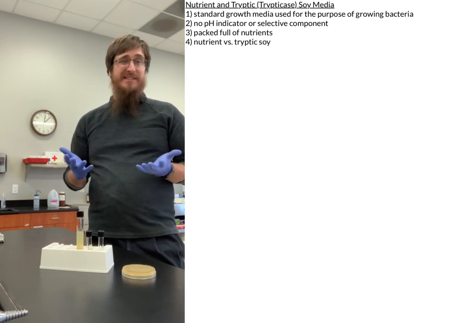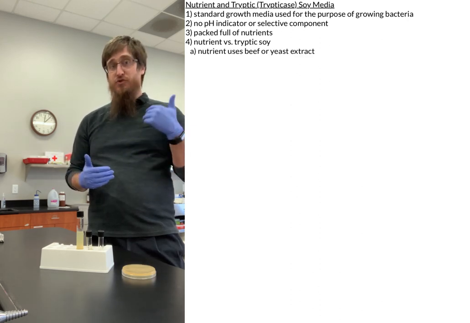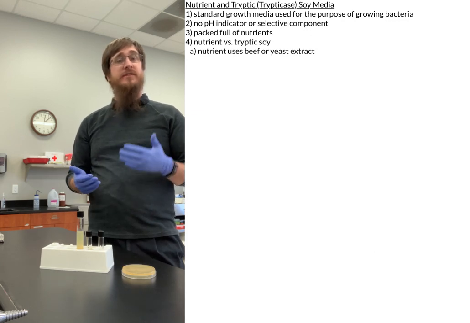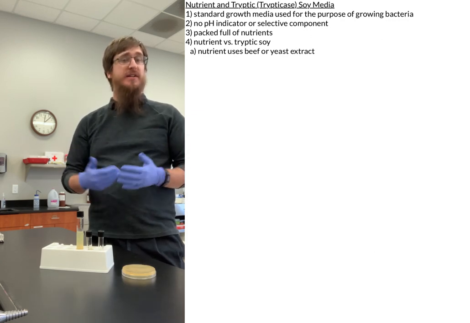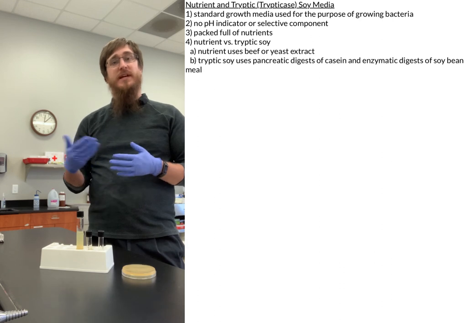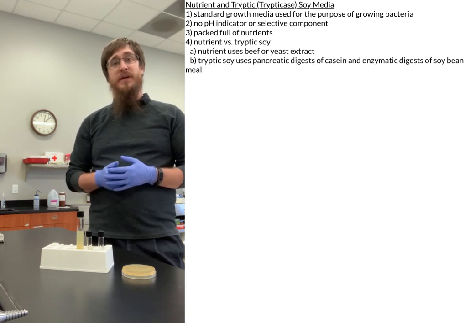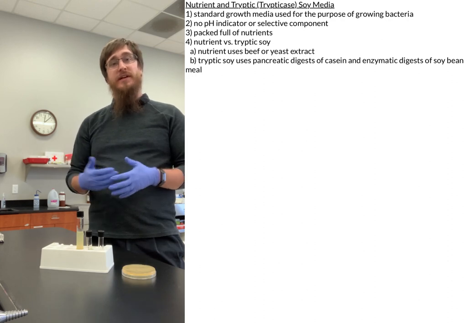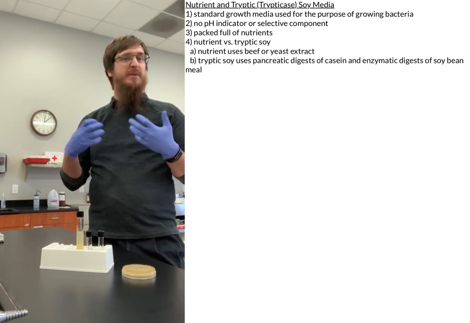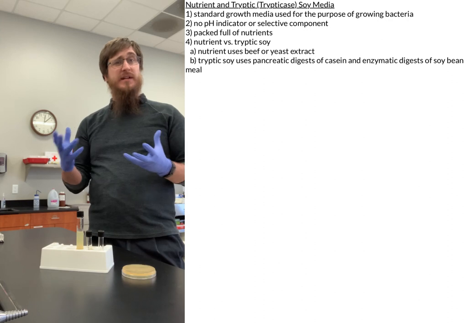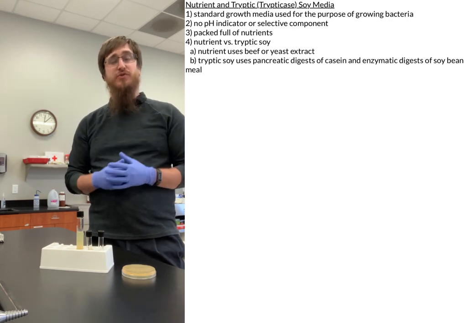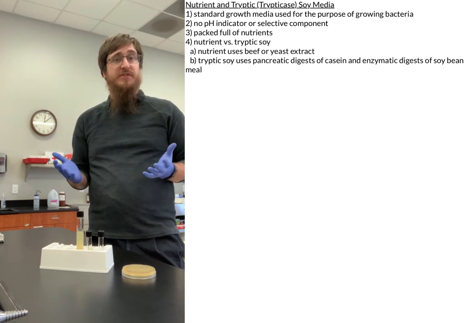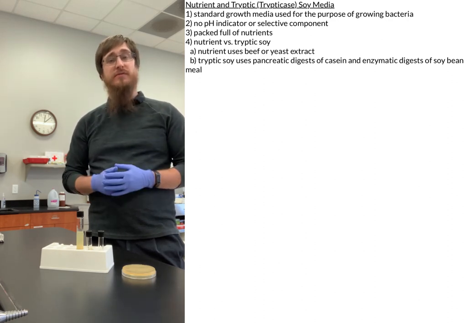They're basically exactly the same, except that the nutrient type medium that we use generally is made with either a yeast or a beef extract. And then the Trypticase soy one is made with things like pancreatic digest of casein and then an enzymatic digest of soybean meal. And with that in mind, we just get a slightly different set of nutrient sources. But overall, the basic purpose is the same. They're just there to grow stuff.